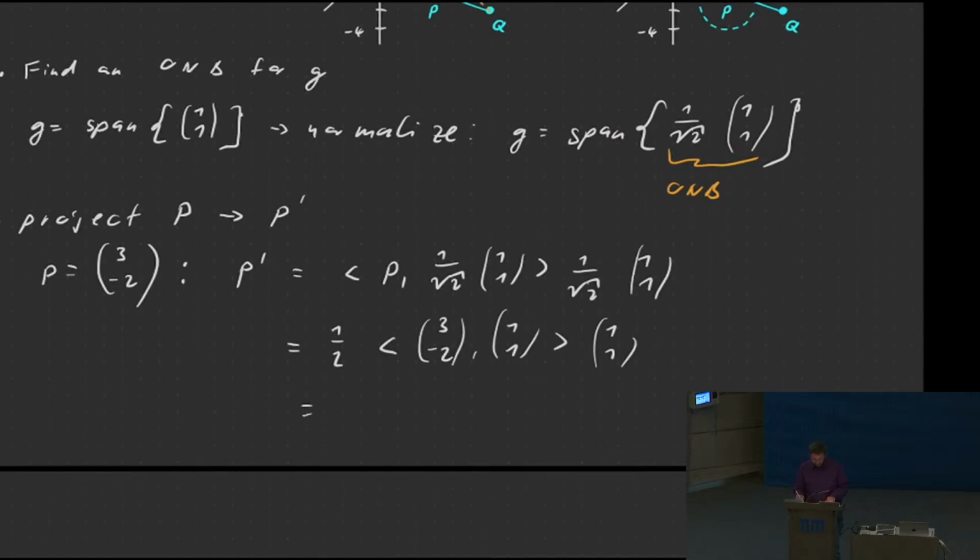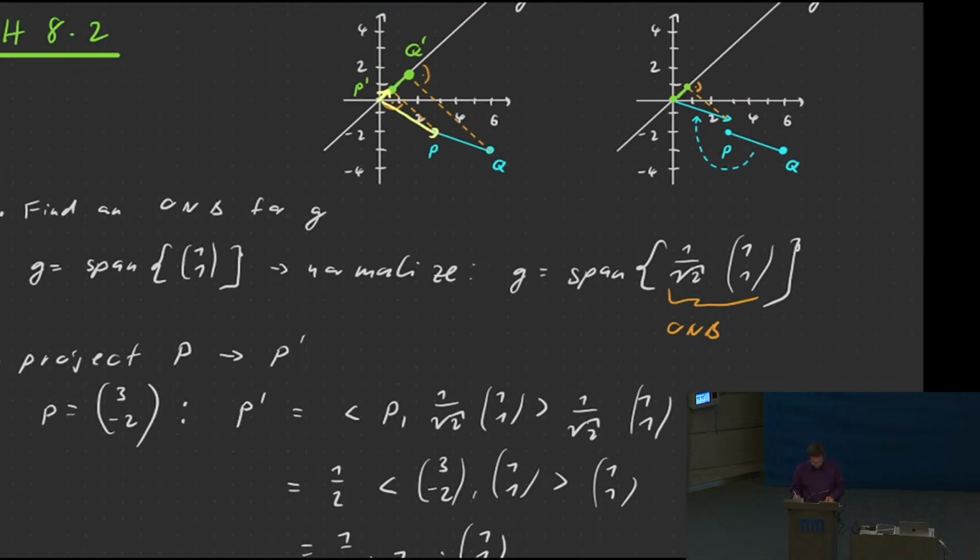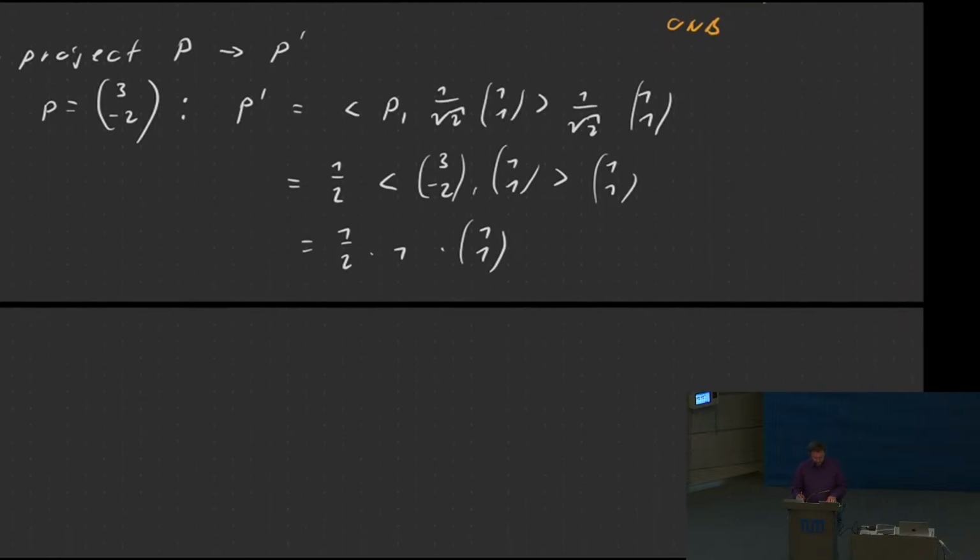Right, so what we get here is, let's see, 1/2 times, that's 3 minus 2, that is 1, times 1, 1. So that's just 1/2, 1/2, right? And if you look closely enough at that, that could be approximately right. The drawing's a little small to actually see that. Okay, so that is P prime.